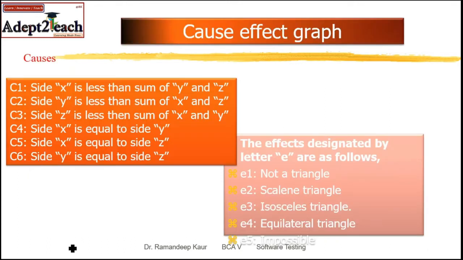Likewise, I have some outputs. Output can be not a triangle, scalene, isosceles, equilateral, and impossible condition. The last is impossible condition. So I'll have 5 outputs. So I have 6 conditions and 5 outputs. Now I'm going to convert these into my cause effect graph. I have numbered them from C1 to C6, and from E1 to E5. This last option, E5, says impossible condition.